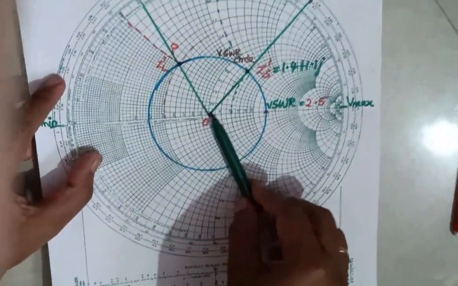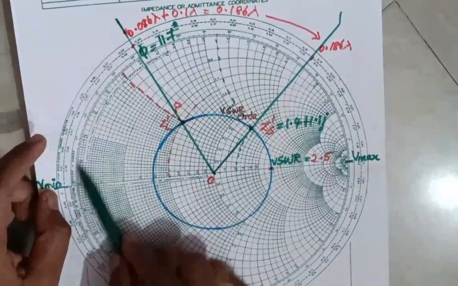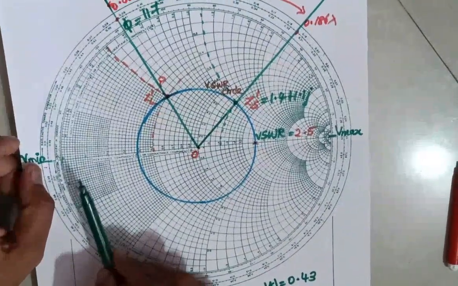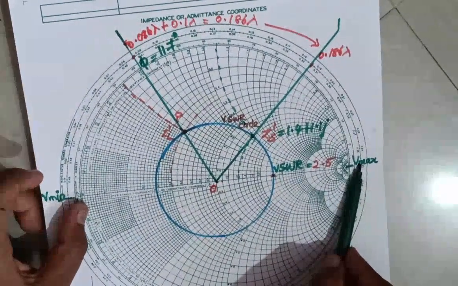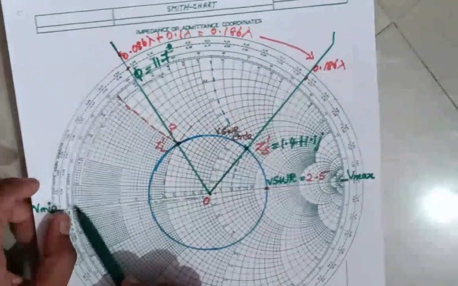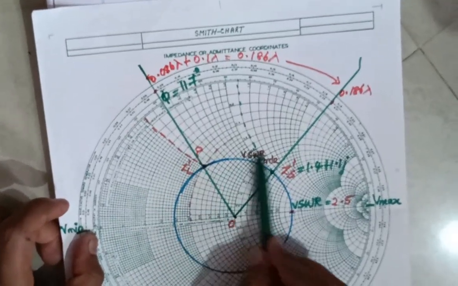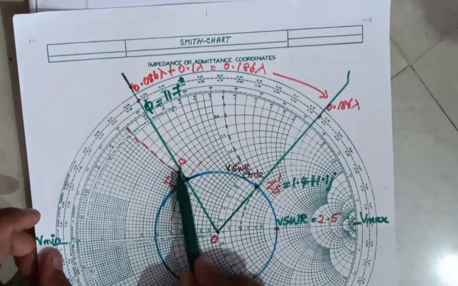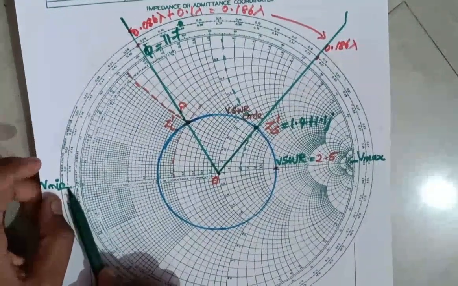Next, the last step is to calculate the position of voltage maximum and voltage minimum. Consider the upper half semicircle as 0.25 lambda and the lower half semicircle as 0.25 lambda. We calculate the values only in the clockwise direction. For the position of voltage maximum, take 0.25 lambda minus 0.086 lambda. For the position of voltage minimum from the load, add this value to 0.25 lambda.